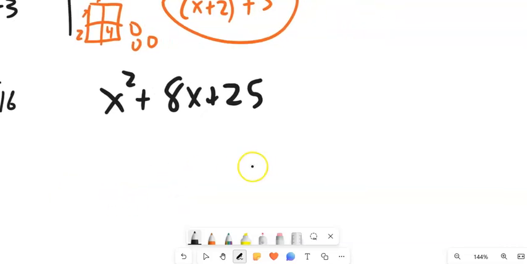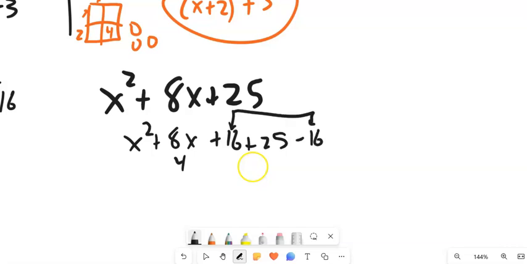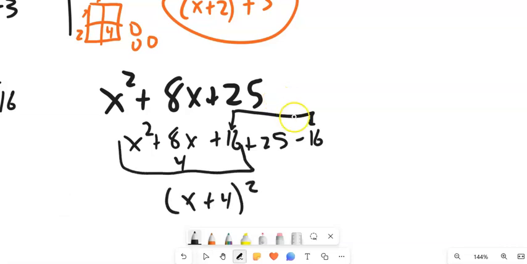Another one like this. Half of 8 is 4. Square that is 16. I added 16. Bookkeeper comes in, it's like you've got to subtract 16 because we want it equivalent to this. This is a perfect square, x plus 4 squared. 25 minus 16, I think that's 9. We had 9 left over. Yeah, this is 9 more than 16. So this square plus 9 is the same as that collection of tiles.